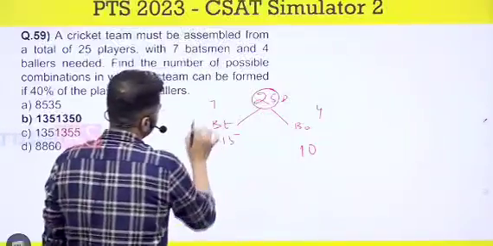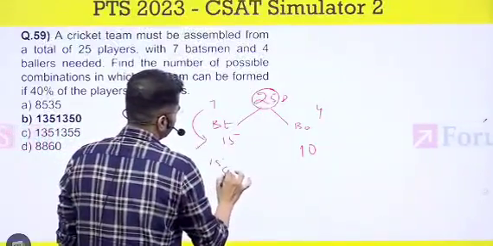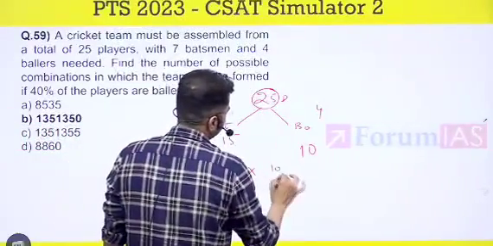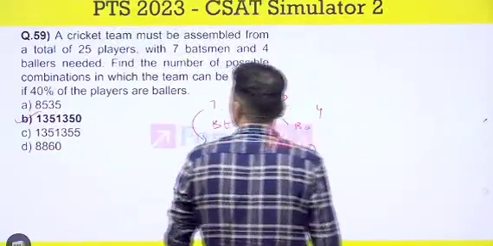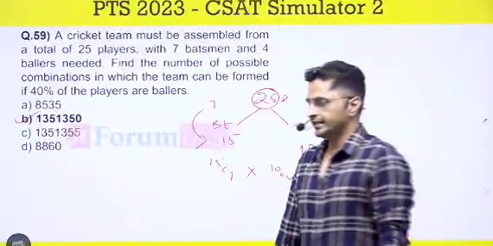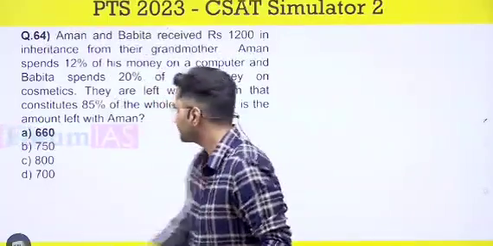So this becomes 10 and this becomes 15. From 15 I have to select 7. So this becomes 15C7 into 10C4. The answer is a very big number. The answer is B.